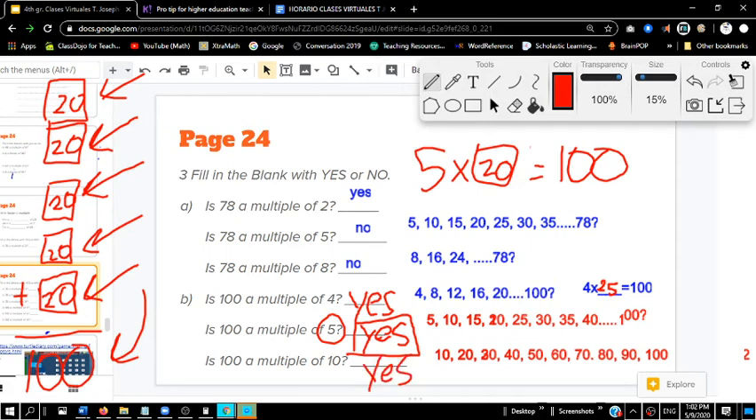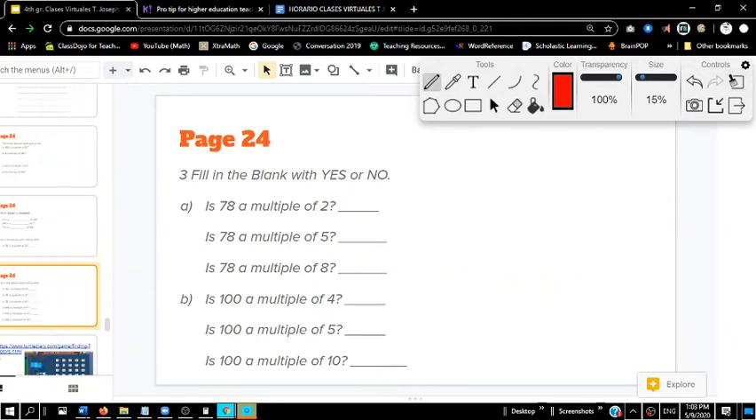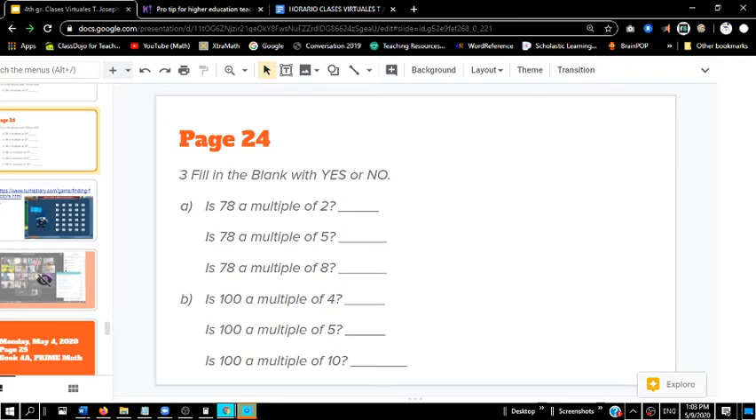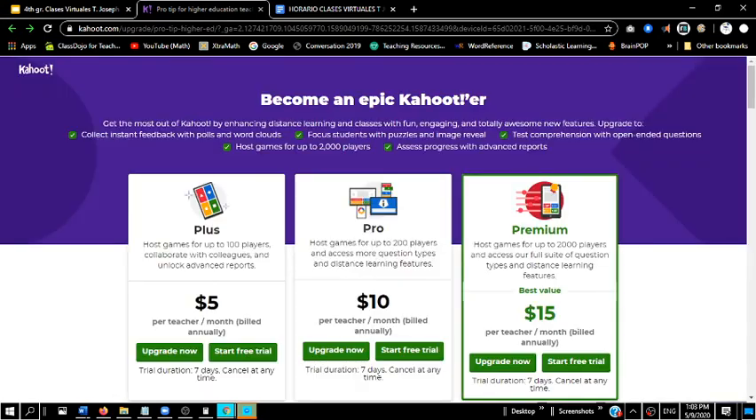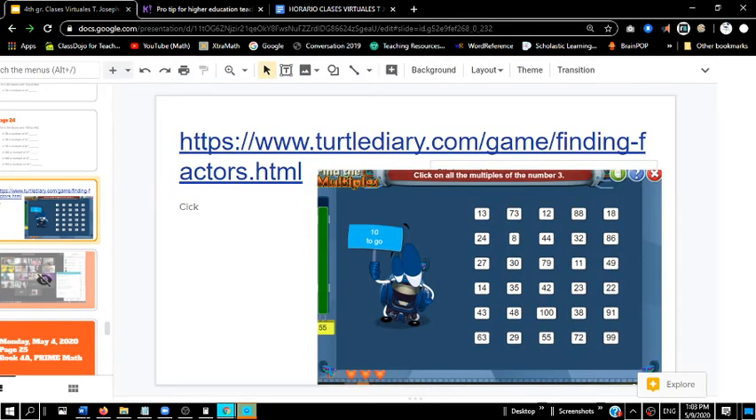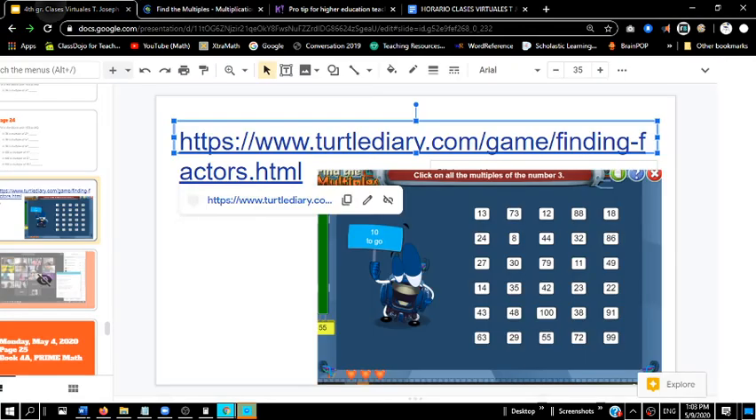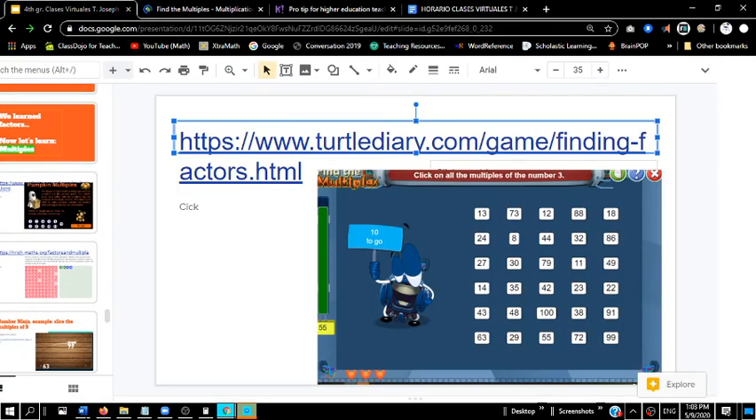Okay, good. So we've learned a little bit about multiples and factors. Hopefully you are understanding this concept, the difference between multiples and factors. If not, I have a couple of games that I can show you. They're actually really cool games. I like them. We're going to go back to that Kahoot. No, it didn't load, but we can go to this game right here. It's called Turtle Diary, which is a really cool game to help you understand the concept of factors and multiples. Okay, and there's also some other games that we can play.